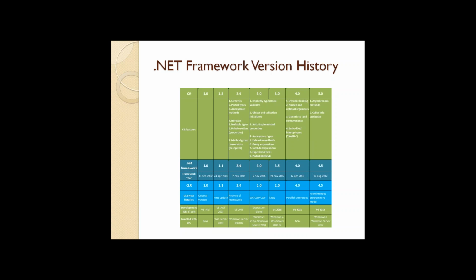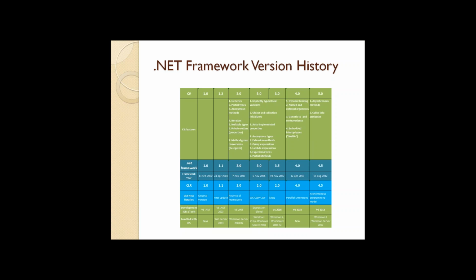So from 2005, .NET introduced the 2.0 version of the .NET framework, and then 3.0 in 2006, 3.5 in 2007, then 4.0 in 2010, and then 4.5 in 2012. Now 2016.